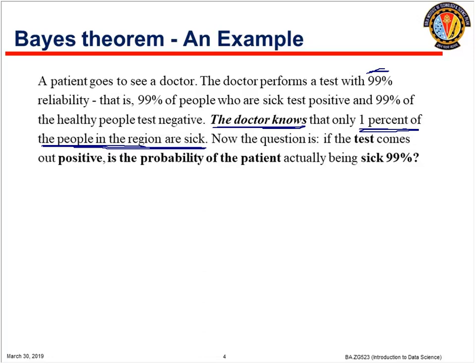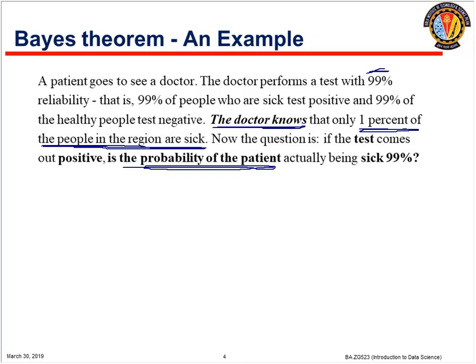Now, let's say the test has been performed on the person, and the result comes out to be positive. What is the probability that the patient actually has the disease? So the probability of the patient actually having that rare disease, given that the test has come out positive. This is a conditional probability: the disease is present, given the condition that the result has come out positive.